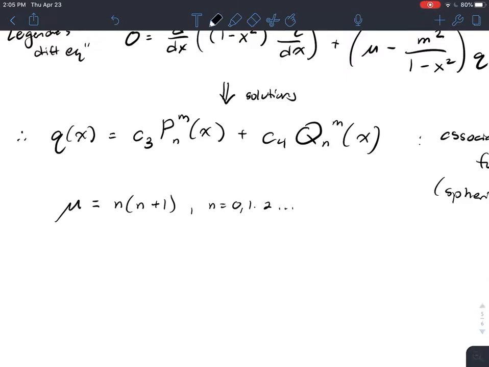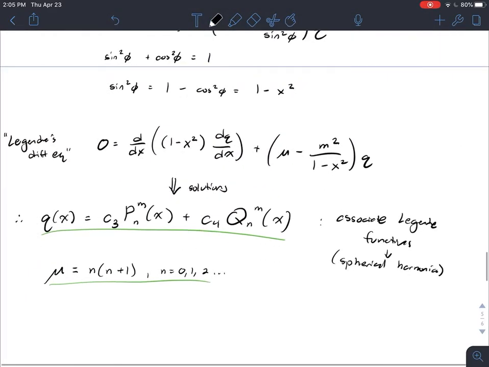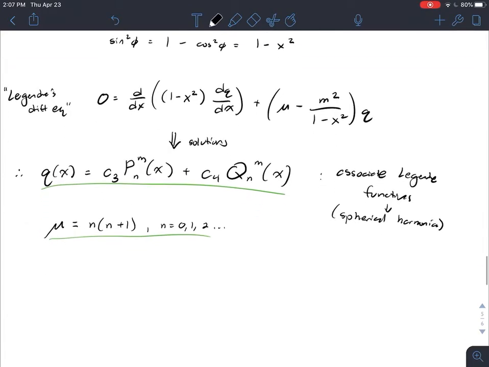Let's try that again. So these are the two important things you've got to take away from this. I'm just going to repeat myself real quick. The solutions to Legendre's differential equation are in the form of a linear combination of P and Q, and then mu is equal to n times (n plus 1). So this n is obviously different from the m I've written earlier. So now we have essentially found the values of two of our separation constants.